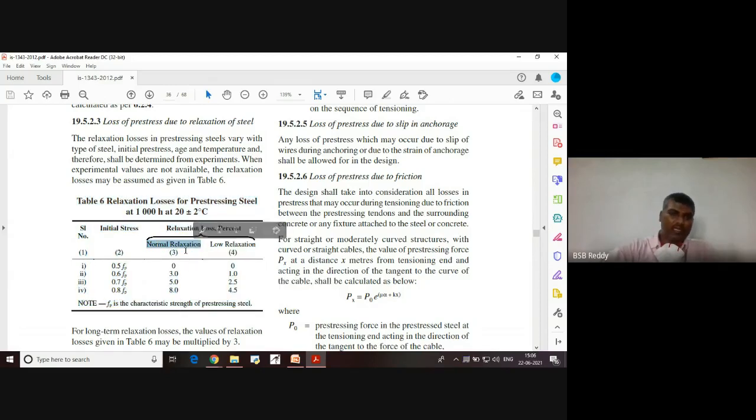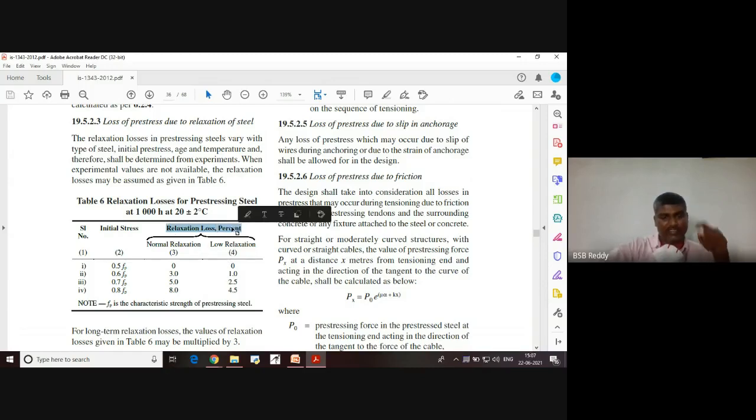So normal relaxation steel you shall consider, unless otherwise mentioned in the problem that low relaxation steel is used in the pre-stressing. So there is a type of steel called low relaxation steel also available. To reduce the relaxation loss, the manufacturing of steel can happen, and only half of the stress is lost when you use low relaxation steel. So if no such information is there, we generally read this one. Okay, normal relaxation, right? So column number 3 is very general. Column number 4 is a special steel, what is called low relaxation steel.